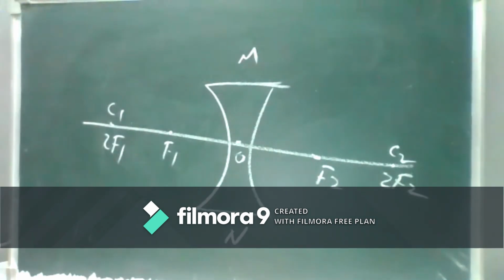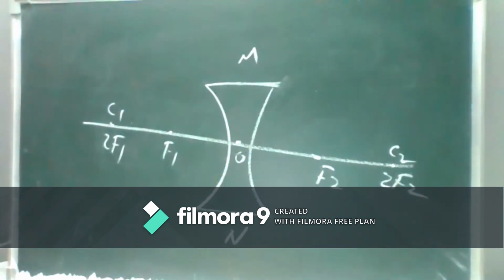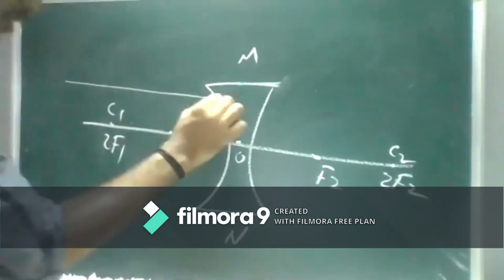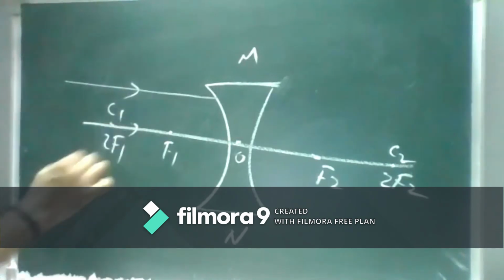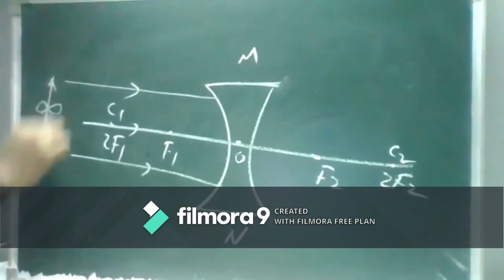Okay. Now, this is the rays part. I am allowing some rays which are passing from the infinity location. I am allowing rays 1, 2, and 3 from the infinity location. The object is at the infinity location, which is AB.